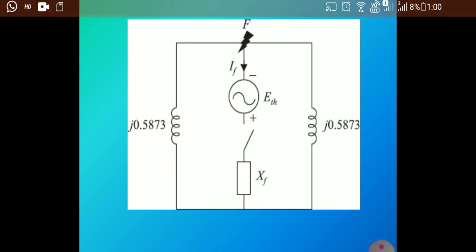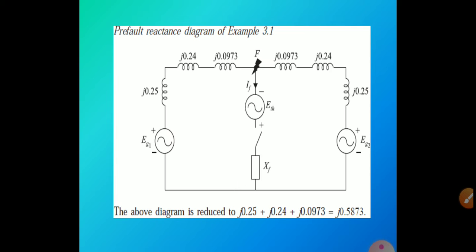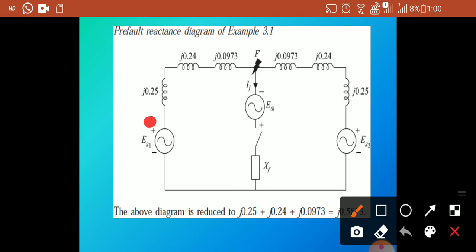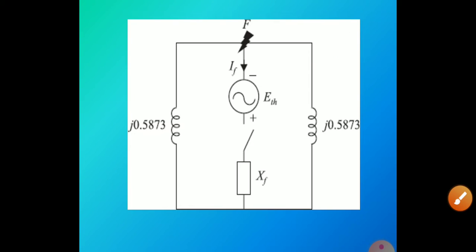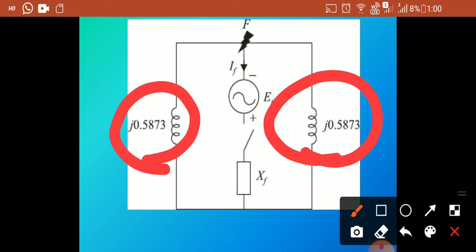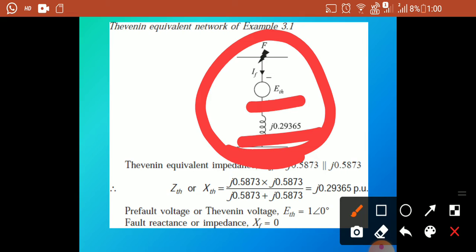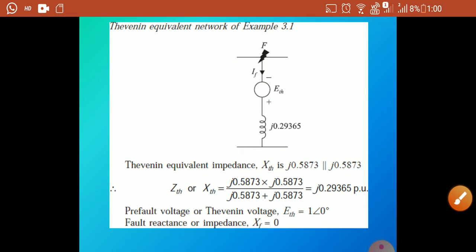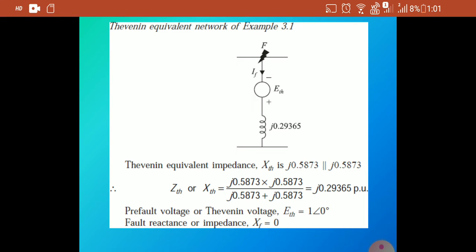So next is the equivalent circuit diagram, Thevenin's equivalent circuit diagram. Here the reactance value is mentioned, that is, after reducing this. Here the fault occurs, so these reactance values are in series, and the resultant diagram will be like this. The next final diagram will be like this. Here the reactance ETH value is given. Then XTH is obtained by connecting in parallel the resultant value with the pre-fault voltage and fault reactance impedance value. So altogether it is given like this.